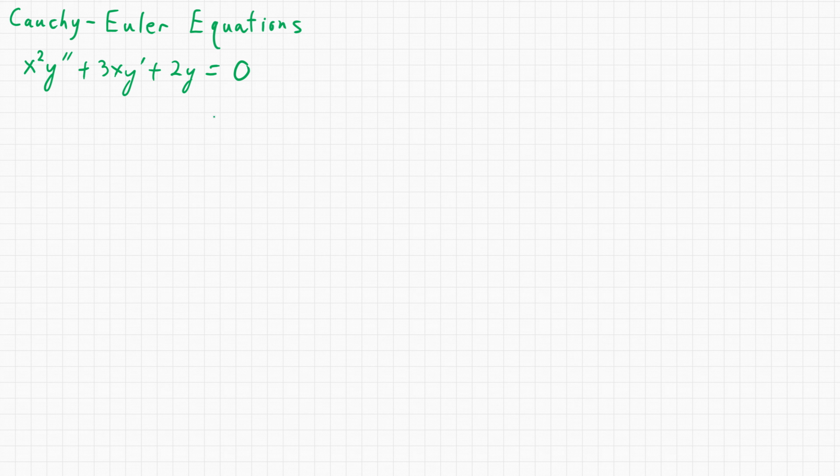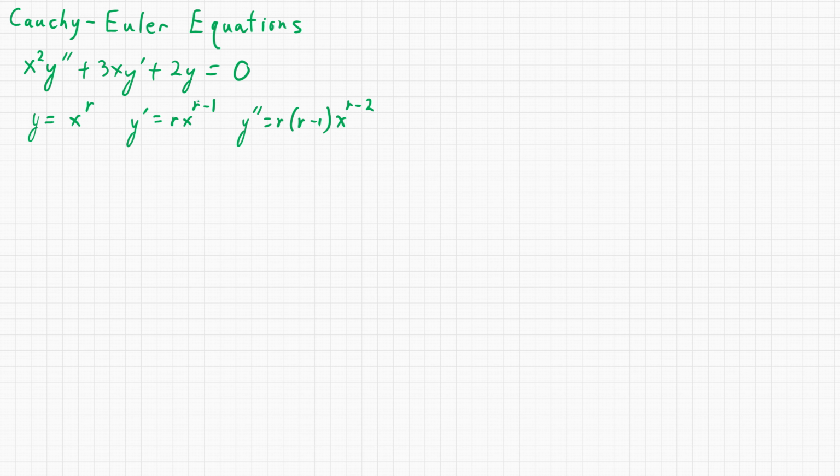This Cauchy-Euler equation will be for the imaginary root case. So here we have the Cauchy-Euler equation, x squared y double prime plus 3xy prime plus 2y equals 0. Again, we're going to guess y equals x to the r. We're going to try and figure out r in order to make that solution work. And then we need the derivative, so y prime equals r times x to the r minus 1, and y double prime equals r times r minus 1 times x to the r minus 2.